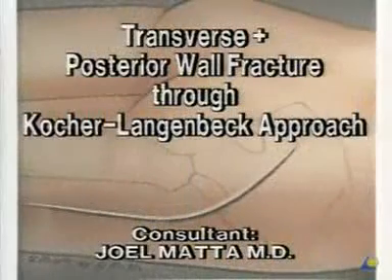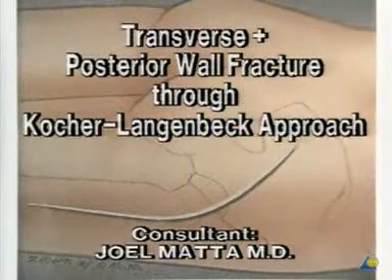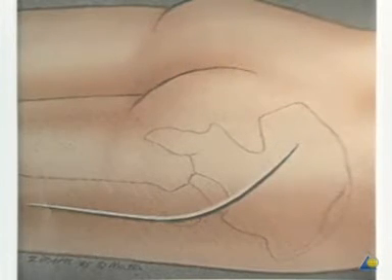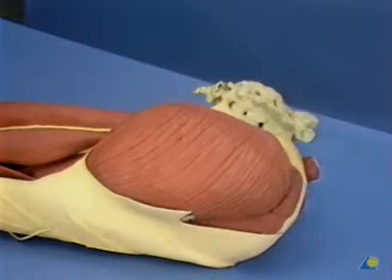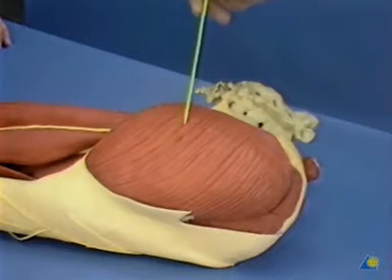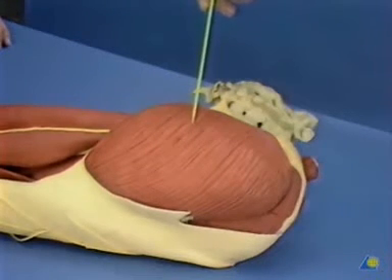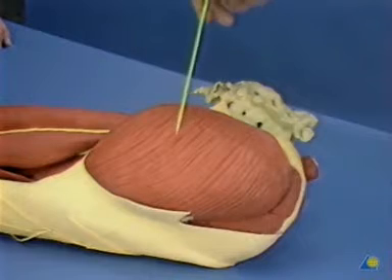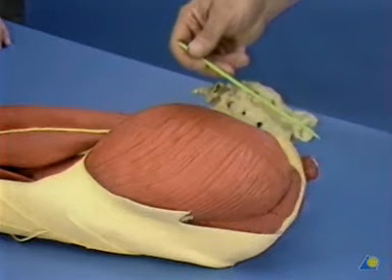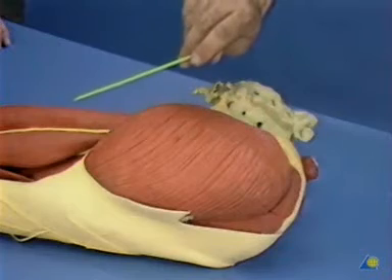Transverse plus posterior wall fracture through the Kocher-Langenbeck approach. For the transverse plus posterior wall fracture fixation, the patient is placed in a prone position, that is, face down. The surgeon stands lateral to the patient. The head is in this direction, the foot is in this direction.